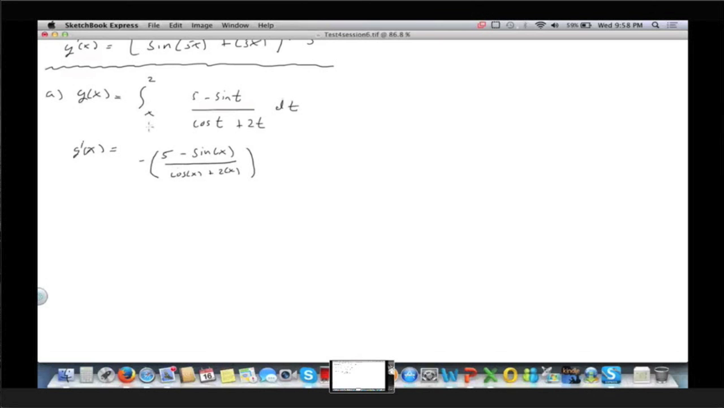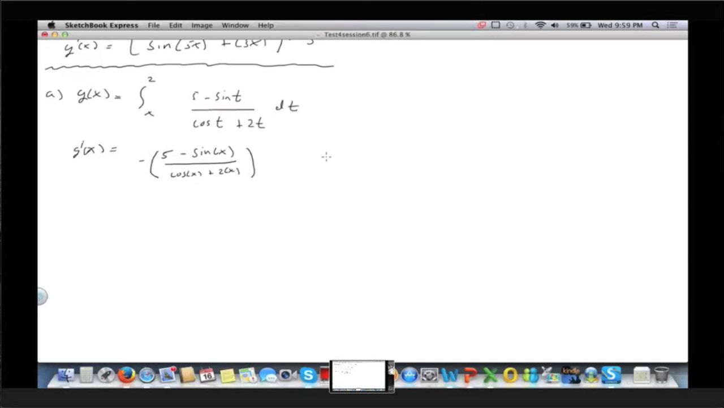Okay, so since we have the variable as our bottom limit, not a function of x, we can just rewrite this first derivative of g as g, but we replace x for t, and since the x is on the bottom, then we make the whole thing negative. I think that's right.